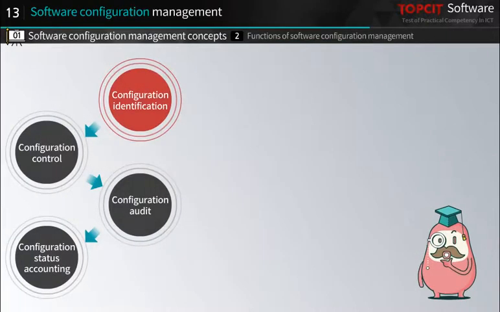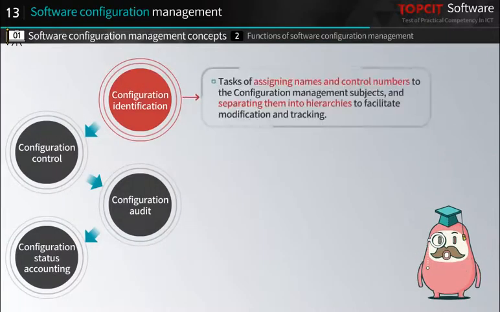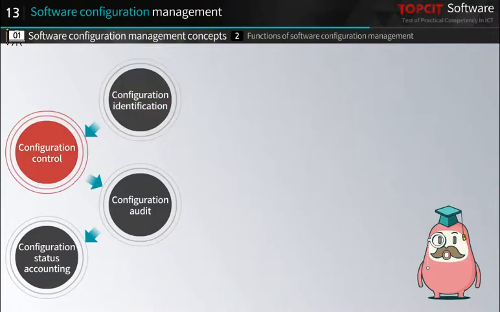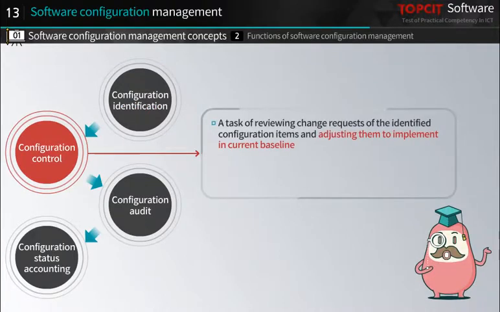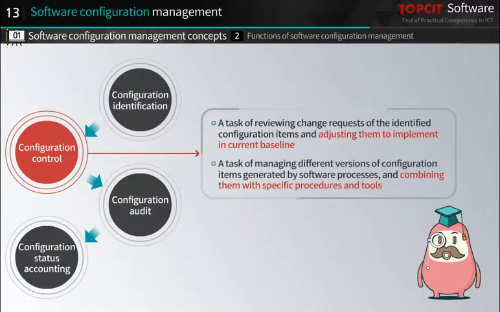Configuration identification activities include assigning names and control numbers to the configuration management subjects and separating them into hierarchies to facilitate modification and tracking. Configuration control is the process of reviewing the change requests of the identified configuration items and adjusting them to implement in the current baseline. It is the task of managing the different versions of the configuration items generated by the software processes and combining them with specific procedures and tools.